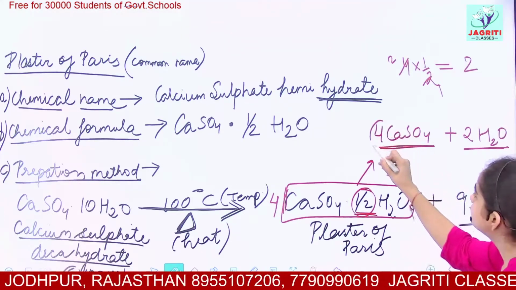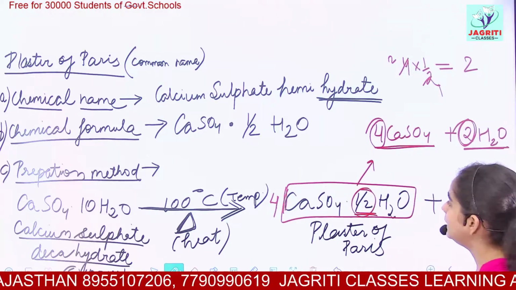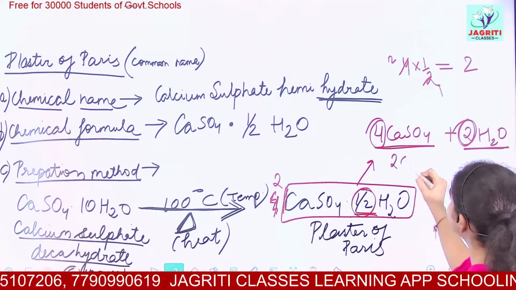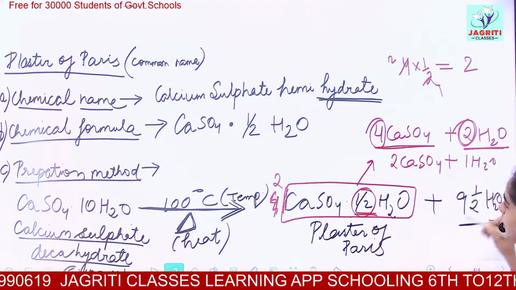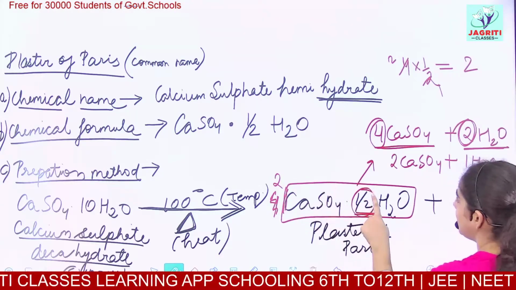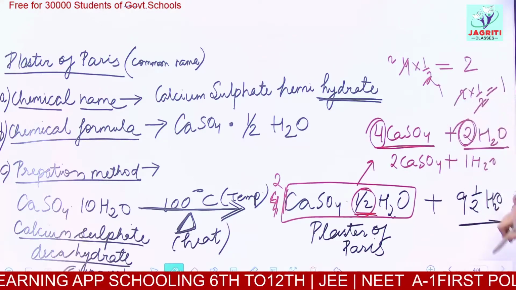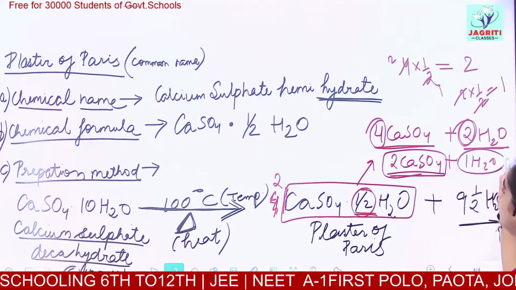So this means 4 molecules share how many water molecules? 2. And if I put 2 here, what do I get? I get that 2 calcium sulfate molecules share 1 water molecule, because 2 multiplied by 1 by 2 gives 1. So it means 2 calcium sulfate molecules share 1 molecule.